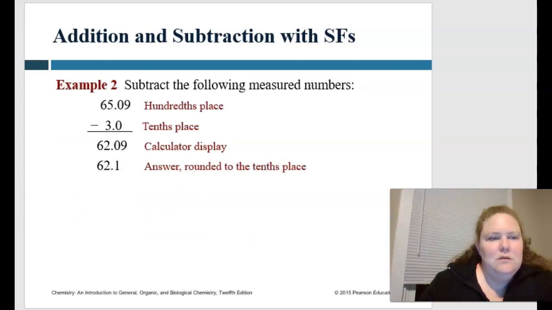All right, so example 2 here is going to be subtract the following measured numbers. Again, 65.02 goes to the hundredths, 3.0 goes to the tenths. This is what the calculator displays. The lowest common denominator is tenths, so we can only answer in tenths. Since this 9 here is above 5, that's why we round this 0 up to a 1. This carries over, so that's why we get 62.1.